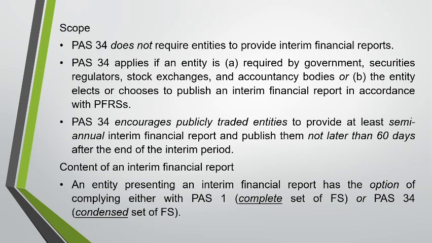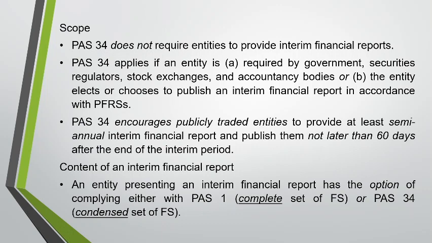Scope: PAS 34 does not require entities to provide interim financial reports. PAS 34 applies if an entity is required by government, securities regulators, stock exchanges, or accountancy bodies, or the entity elects or chooses to publish an interim report in accordance with this PFRS. PAS 34 encourages publicly traded entities to provide at least semi-annual interim financial reports and publish them not later than 60 days after the end of the interim period.